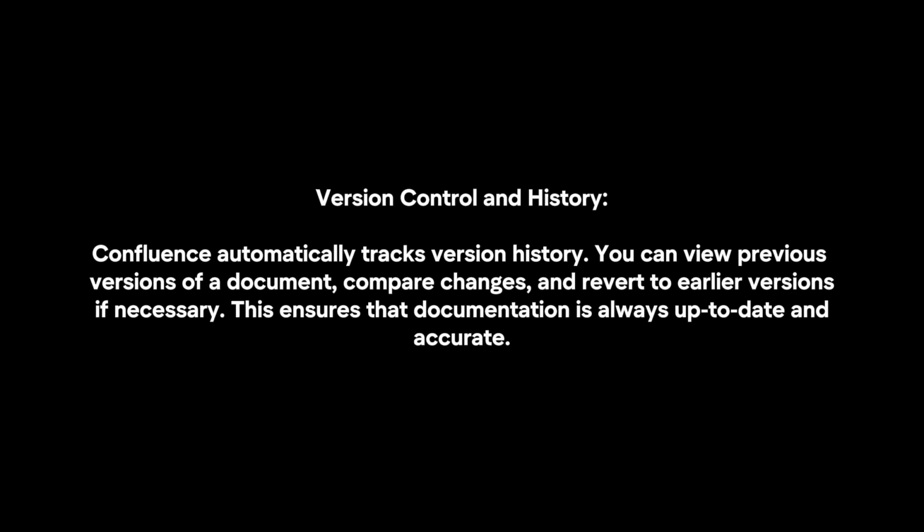Version control and history. Confluence automatically tracks version history. You can view previous versions of a document, compare changes, and revert to earlier versions if necessary. This ensures the documentation is always up to date and accurate.